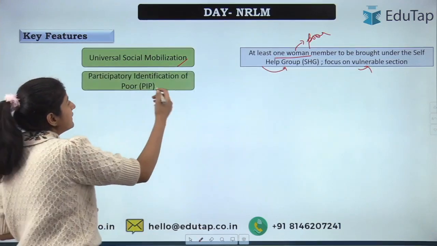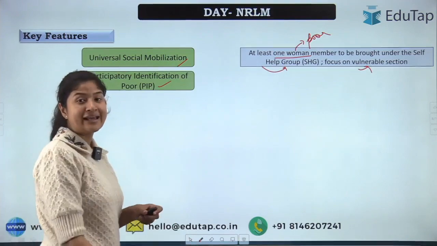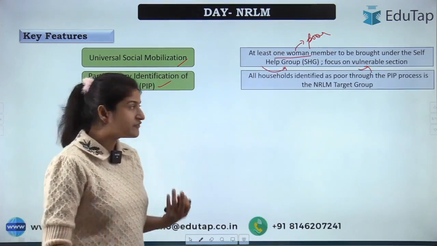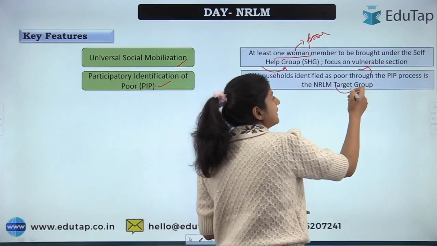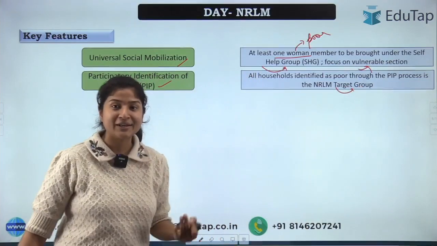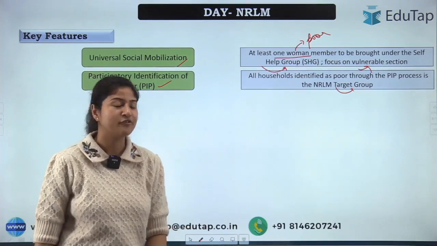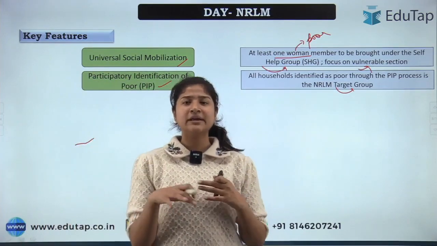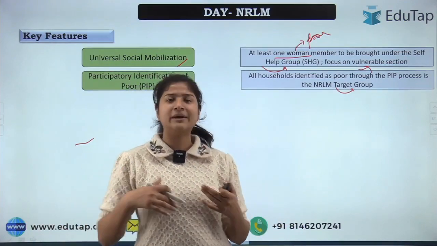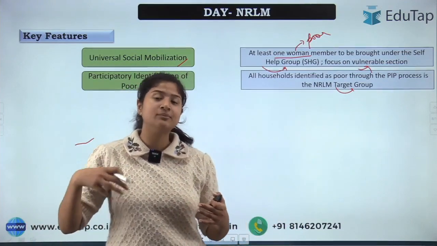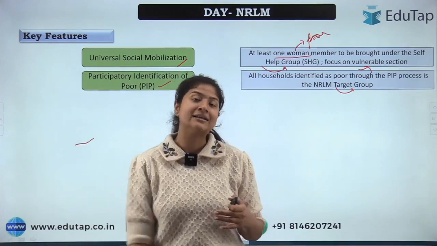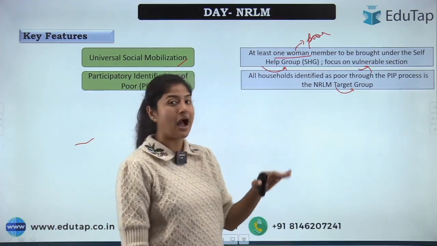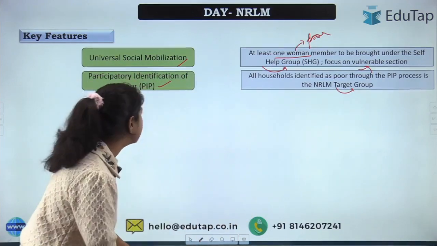Second is participatory identification of the poor. As the name suggests, the poor section would be identified, and they would then become the target group of this mission and the beneficiaries of it. How would these people be identified? Basically, it would be by the people of that village only, but it should be certified or approved by the Gram Panchayat and Gram Sabha, that yes, these people in this village come under the poor category only.